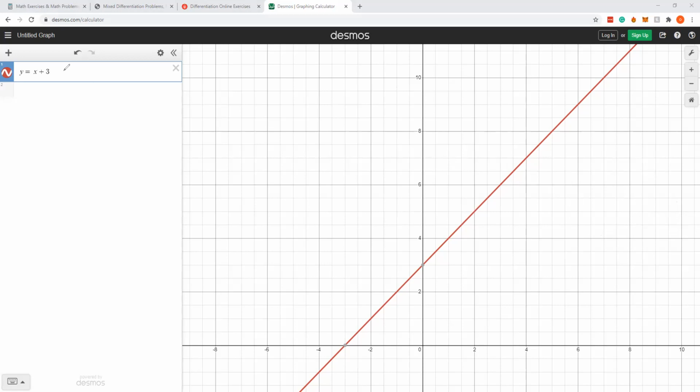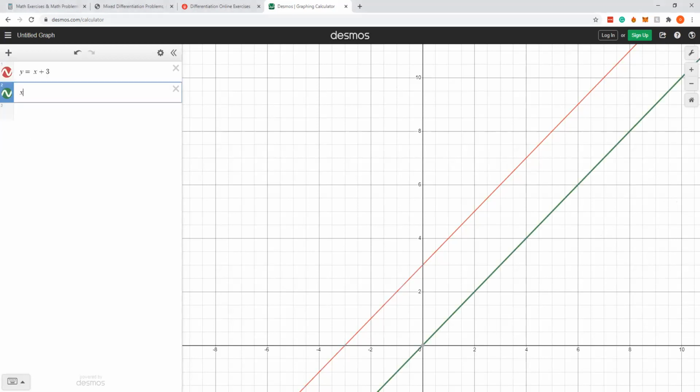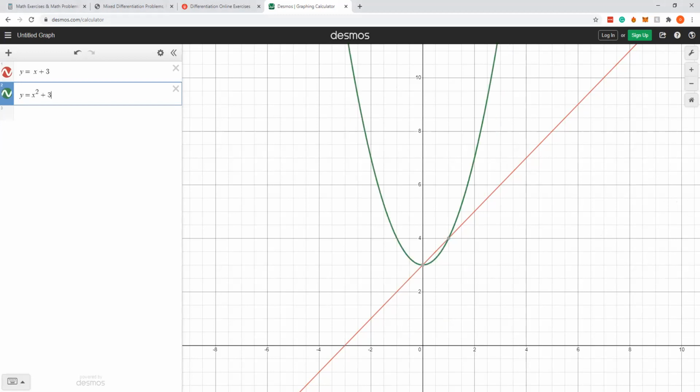But what if we have another equation, say y equals x squared plus 3? To put the square, press shift and 6. Now, we have a problem because here we had what we call a uniform gradient. It means the gradient was the same throughout.